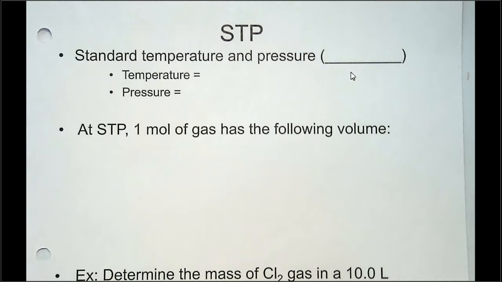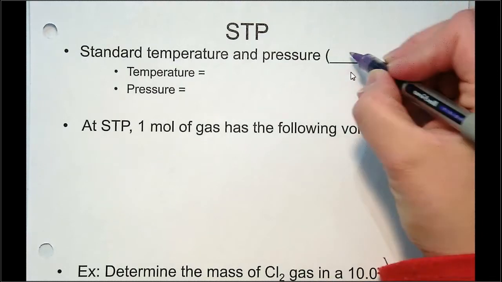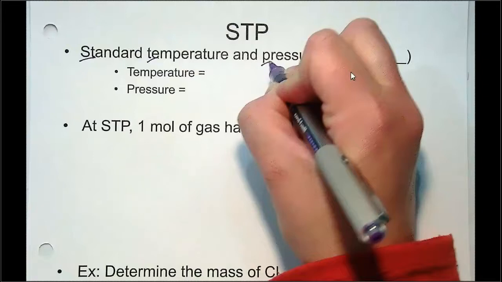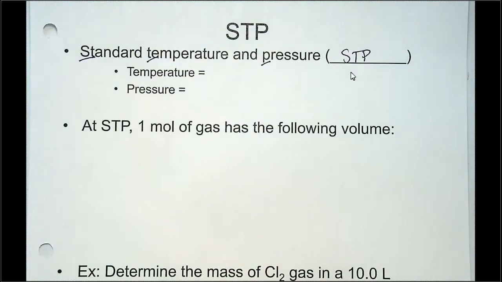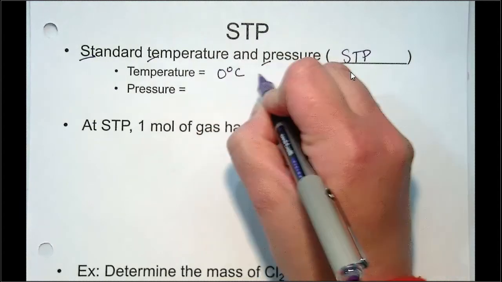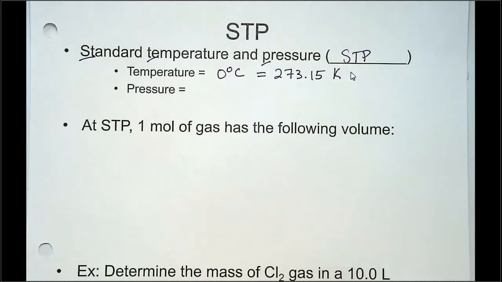A lot of the time reactions are done at what we call standard conditions because it's easier to calculate stuff for them. When we're talking about standard conditions for gases, we talk about STP, standard temperature and pressure. What is the standard temperature and pressure? The standard temperature is 0 degrees Celsius, so 273.15 Kelvin. And the standard pressure is 1 atmosphere.